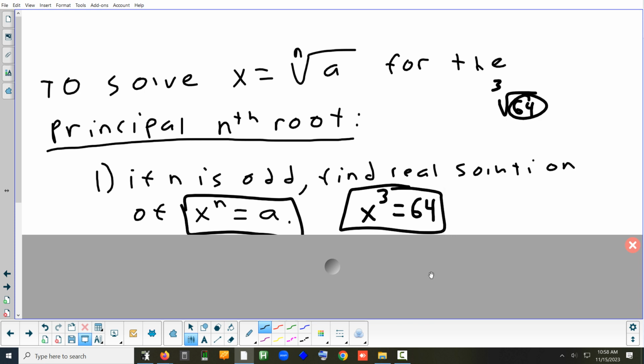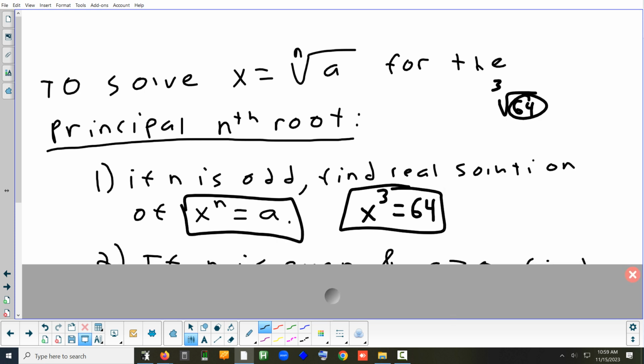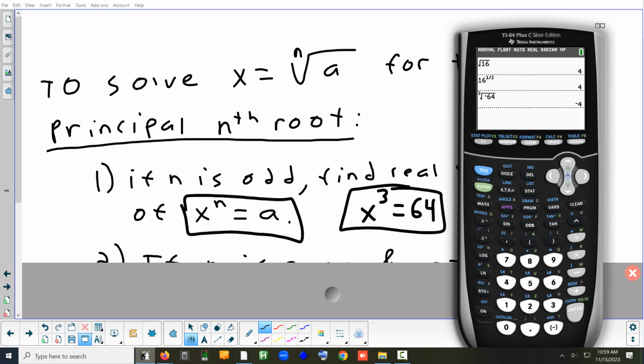Now, how about when we deal with even index roots? When we deal with even roots, like a square root, can I take the square root of anything that I want? No. Yeah, it can't be negative. When I say that, you know the difference between saying it has to be positive and it can't be negative. It can be 0. Yeah. So if you try to take the square root of a negative, we're going to run into a problem. It's going to say it's imaginary.